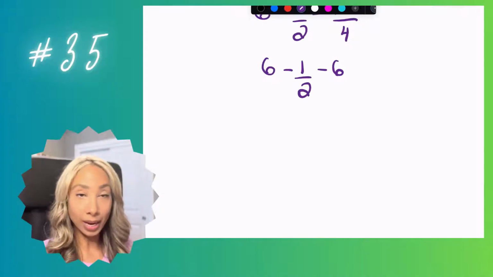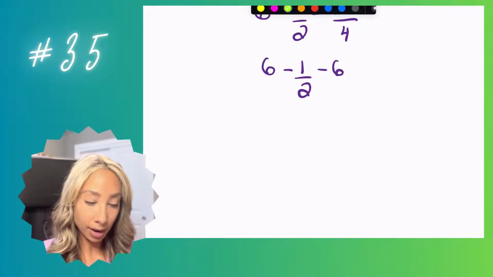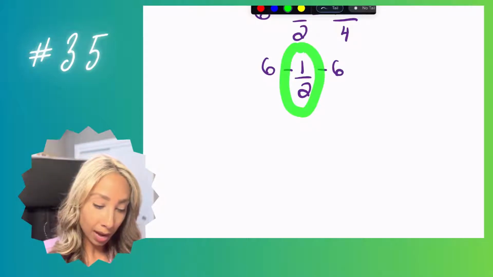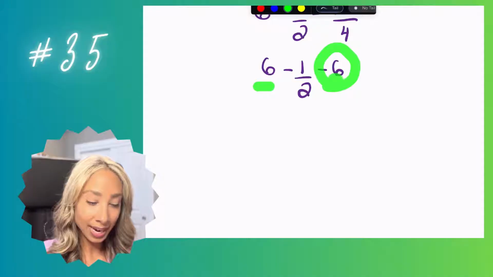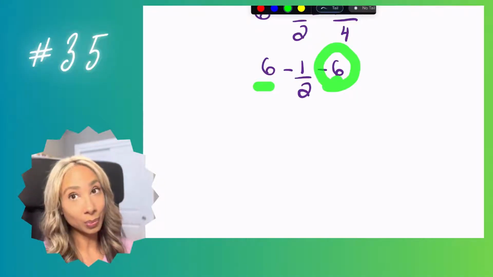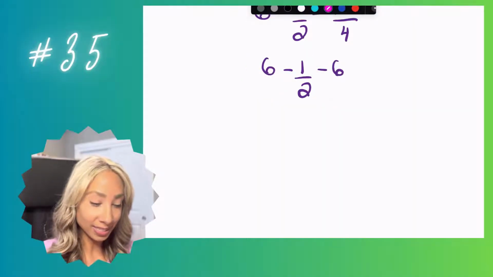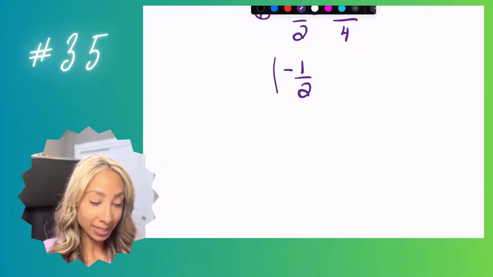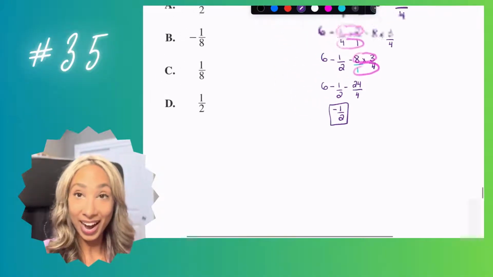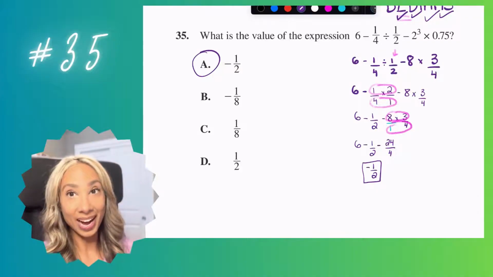So if we go left to right, if I look at this, I've got my 1/2, but I'm noticing something here. I have 6, take away 6. Or if you want to do it positives and negatives, even though it's the same thing, we can say positive 6 and negative 6. So that's actually just going to cancel out these terms, leaving us with our answer of negative 1/2. So the answer to this one is actually just going to be A, negative 1/2.